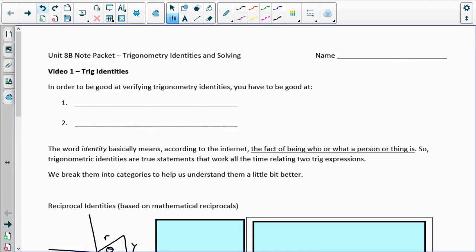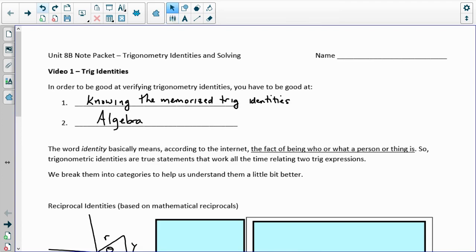So in order to be good at verifying trig identities, you have to be good at two things. First of all, you have to be good at knowing the memorized trig identities. And the second thing you have to be good at is algebra, because you use a lot of algebra rules in this. Some examples, I'll just list them on the side.